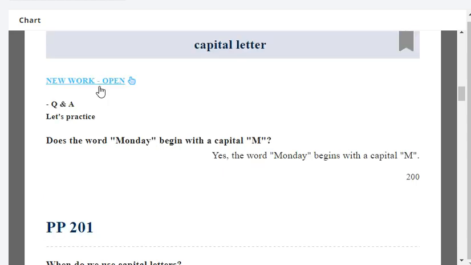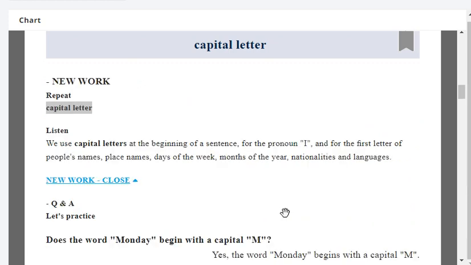Repeat: capital letter. Okay, very good. Okay, listen. We use capital letters at the beginning of a sentence, for the pronoun I, and for the first letter of people's names, place names, days of the week, months of the year, nationalities, and languages. Okay?